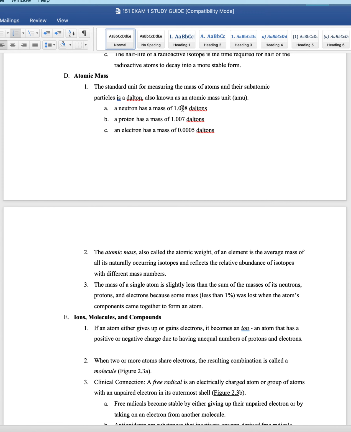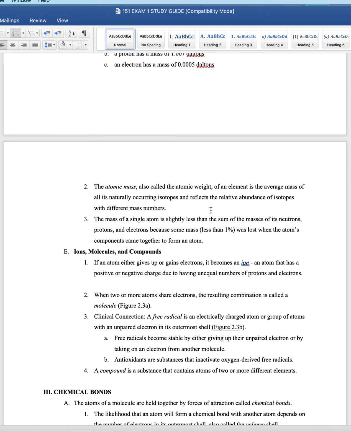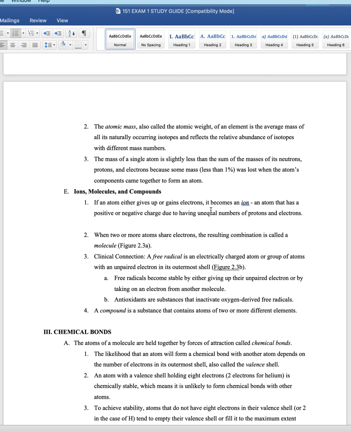All right, again, atomic mass is going to refer to the weights of these subatomic particles. Neutrons are going to have a mass of 1, protons a mass of 1, electrons a mass of 0. Anything after the 0.00 we're going to just discard. Okay? For the purposes of this class anyway. In chemistry, they'll need to calculate that out, I'm sure.